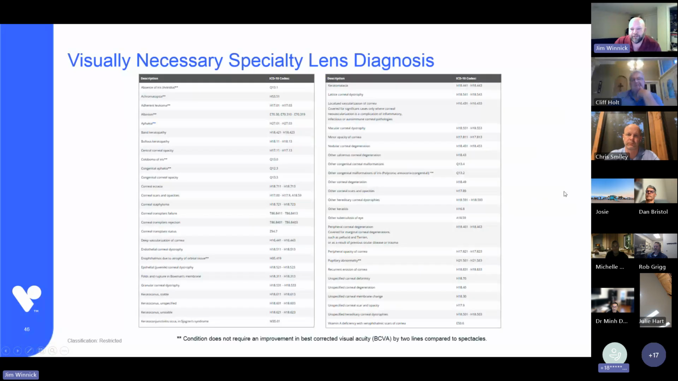There is an extensive list of diagnostic codes that qualify for this program, and these are those diagnostic codes. Again, this is another document you can get right off the PRM. You should have it printed, laminated, and referred to in your contact lens files for billing purposes.